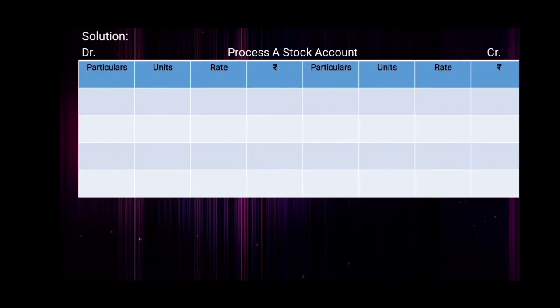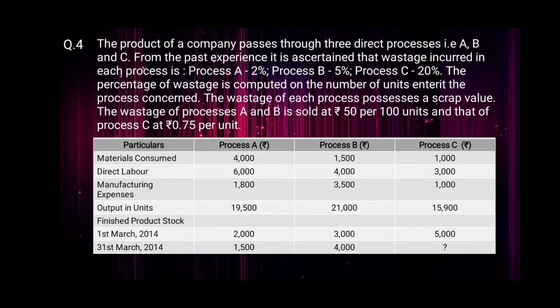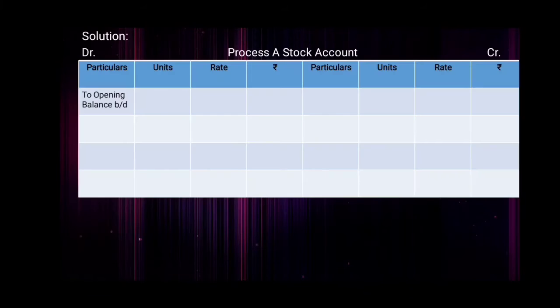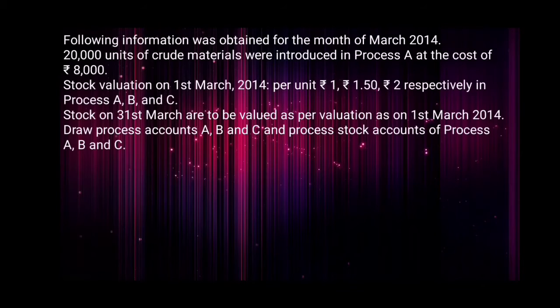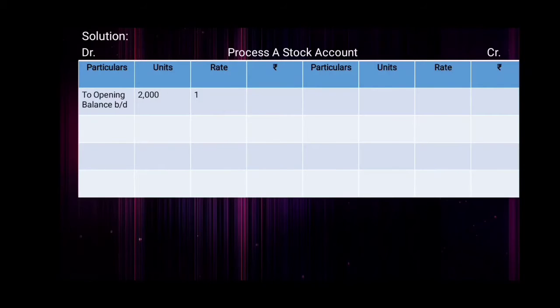Now let us prepare process A stock account. Finished product stock for 1st March 2014 for process A account is given as 2,000. So it will be to opening balance brought down. Unit is given as 2,000. Rate will be 1 per unit. So the total amount will be 2,000.